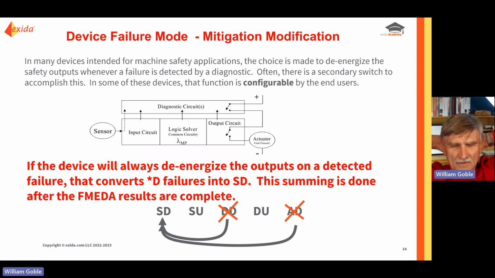Any failure, whether it's classified as dangerous or enunciation, which is a diagnostic failure, is now converted into a safe failure. So your FMEDA results should not show DDs or ADs. All of those should be added together and called safe detected.